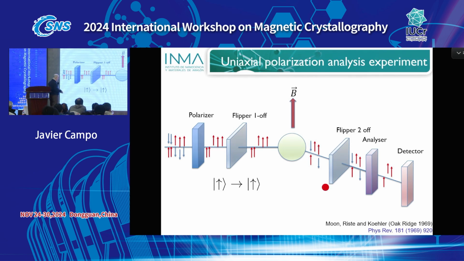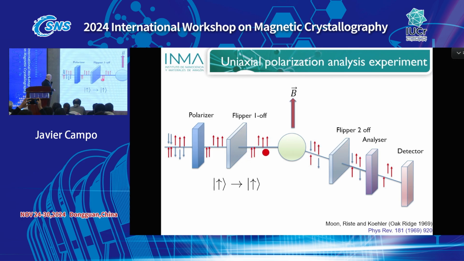This is the first experiment of Moon, Riste and Koehler in '69, and you can see here many different devices. This is our sample, and here we have our initial neutron beam that is not polarized. We can use one polarizer. Later I will describe how to polarize. Then only the red neutrons are passing, you can see here, and a flipper that, if it is off, does nothing, that means the same neutrons pass.